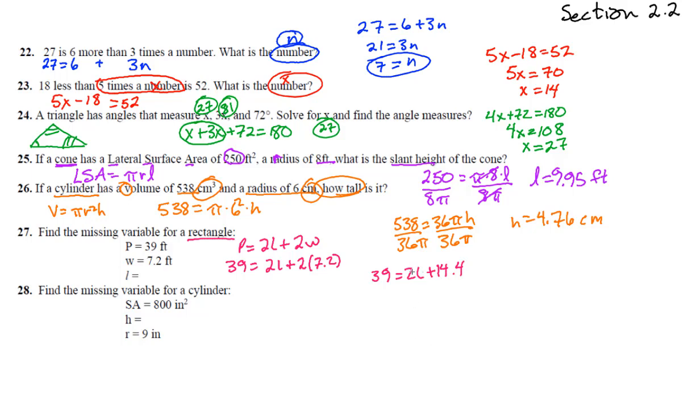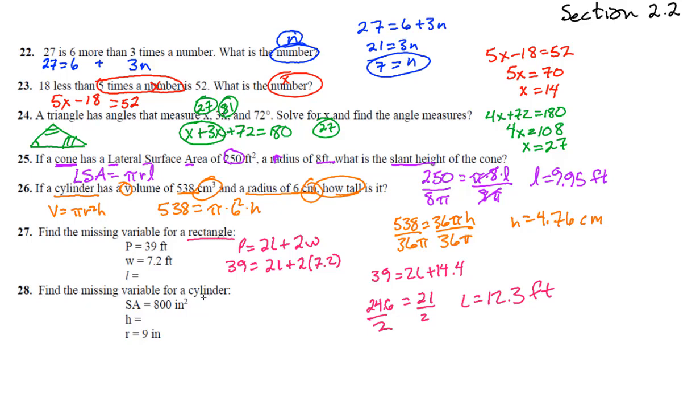Can we solve this equation? Yeah, we can. Subtract 14.4 from both sides, and we get 2L equals 24.6. Yes, 14.4 off of that. So then we divide by 2, and we get L equals 12.3. Notice the perimeter is in feet, width is in feet, so length will be in feet. Yes, indeed.